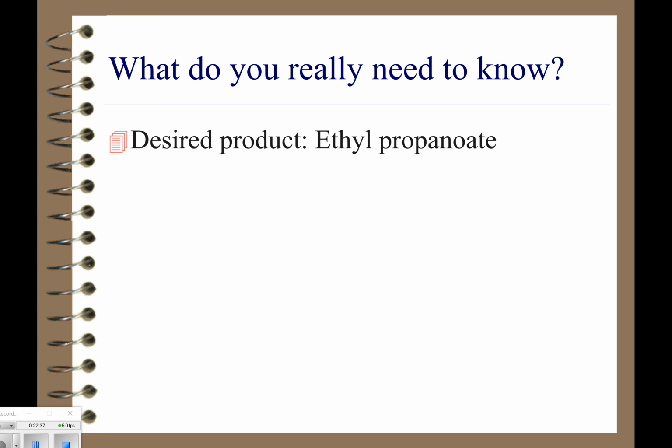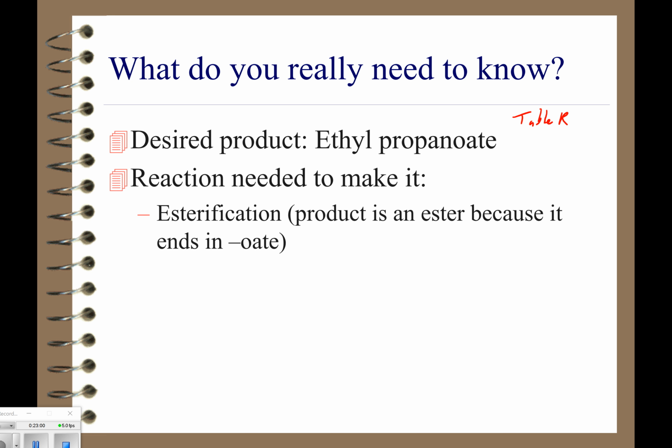For this one, the desired product is ethyl propanoate. And what I would encourage you to use is your reference table R to look at some of these names and try and help you figure out, okay, well, here's an example name. It looks similar, so it must be, in this case, an ester because the name here matches to our example name on table R. So the product is an ester because of that ending, propanoate.